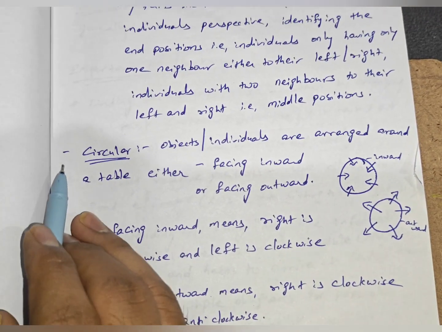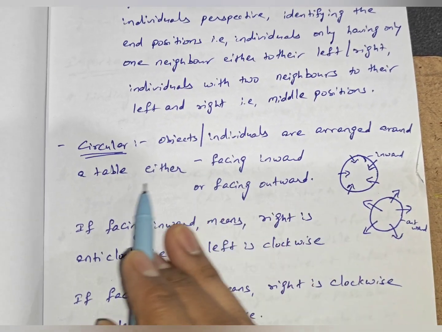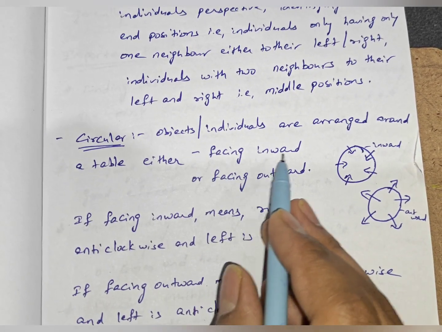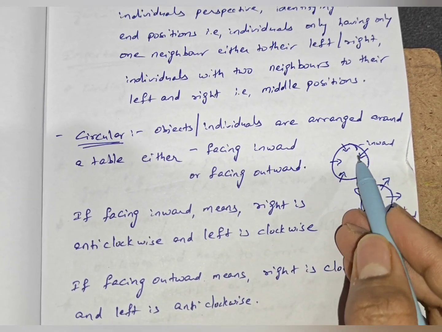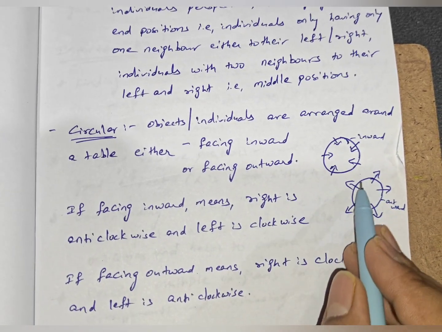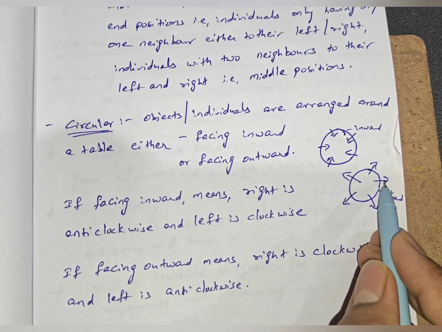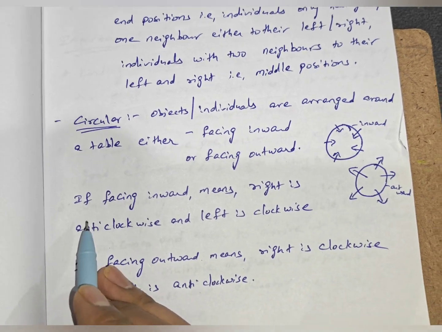And the second arrangement is circular arrangement. That means the objects or individuals are arranged around a table either facing inwards or facing outward. This is circular arrangement. People are facing inwards, meaning all facing towards the inside, and facing outside, this is also circular arrangement, all facing the opposite, meaning they are facing outside.